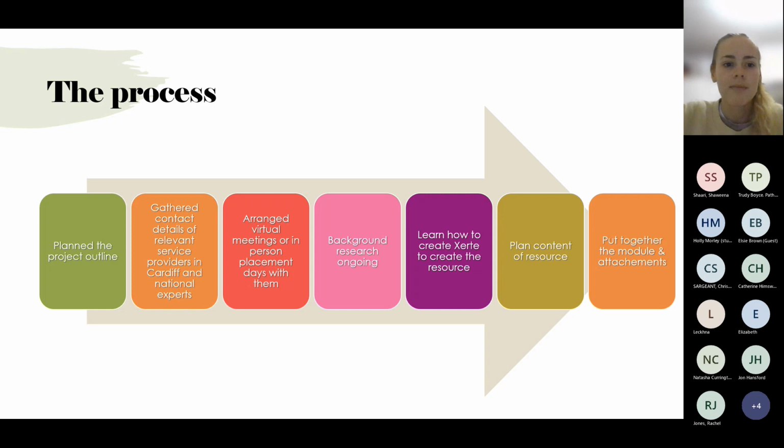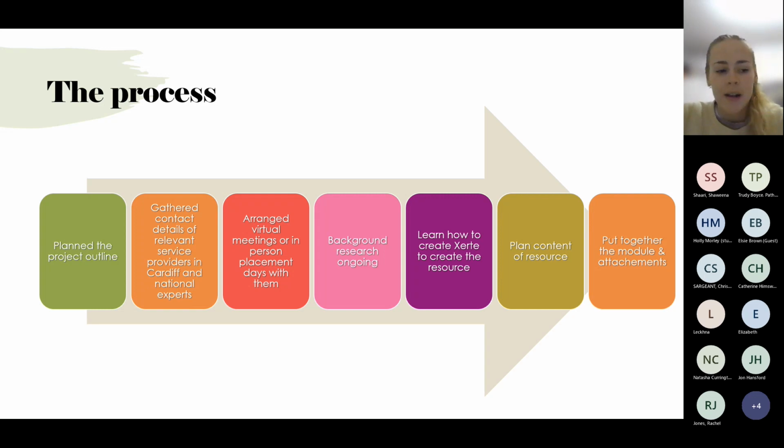So to begin with, myself and Anna, the other student, and Dr. Jones planned out what the overview of the project would look like. There were two key elements. The first was meeting with local service providers, national leaders in the area, and experts by experience. We hoped to arrange either meetings virtually or in person, or if possible, short placement days with service providers to gain an understanding of how services in Cardiff fitted together, as well as supplementing background research into care for the homeless more generally. We then began collecting information and details for those relevant service providers and started arranging our meetings with them. Those meetings and placement days then happened, and they were really valuable and really interesting.